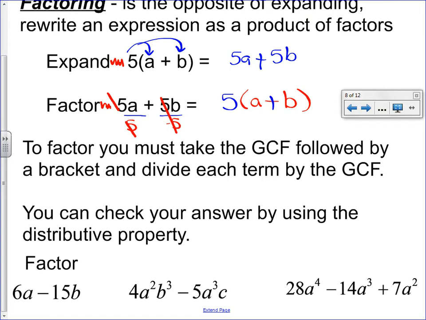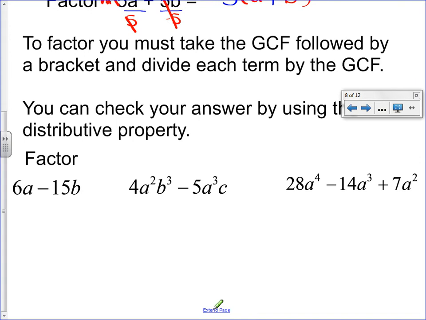You can check your answer by using the distributive property. So, looking here, I have two terms. What is my greatest common factor between 6 and 15? Zach? 3. Do I have any variables that are common? No, this one has an A, this one has a B.